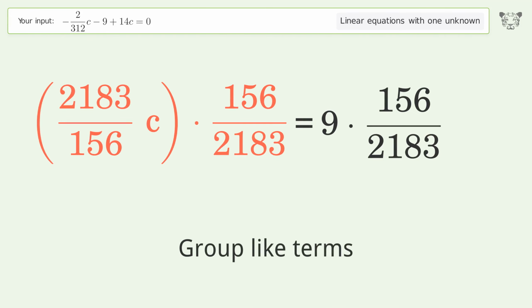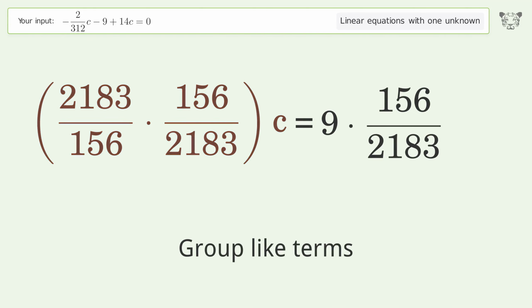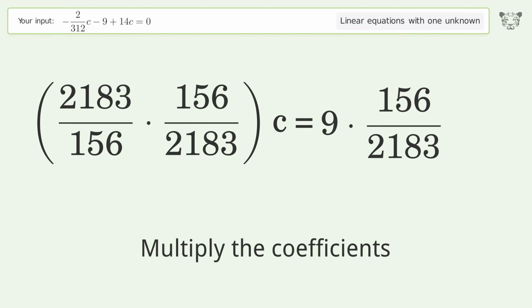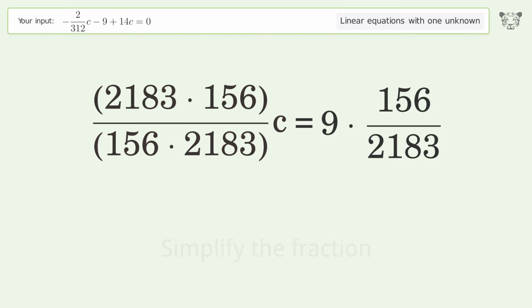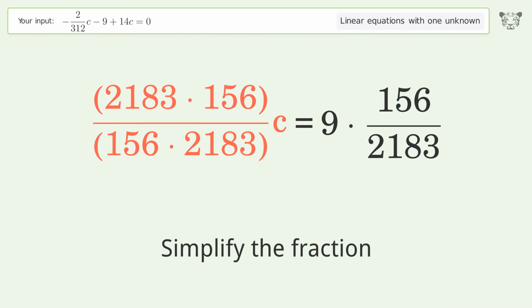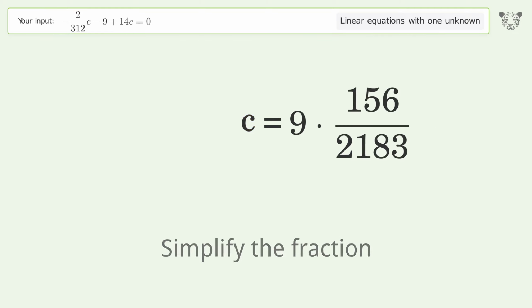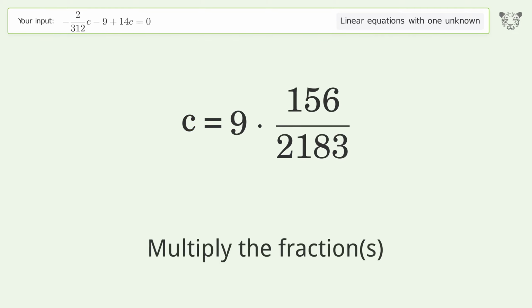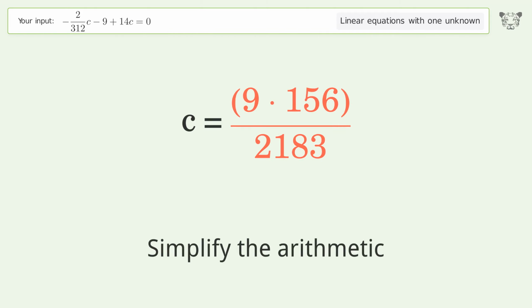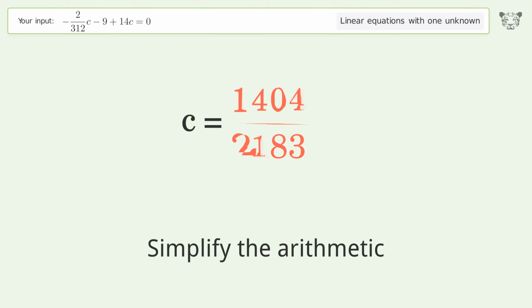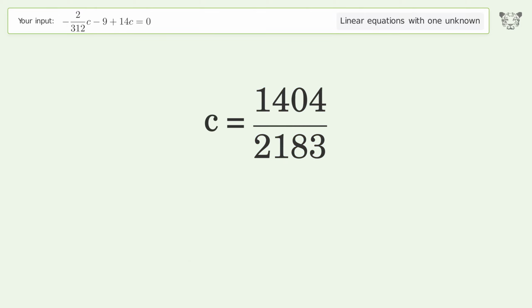Group like terms. Multiply the coefficients. Simplify the fraction. Multiply the fractions. Simplify the arithmetic. And so the final result is c equals 1404 over 2183.